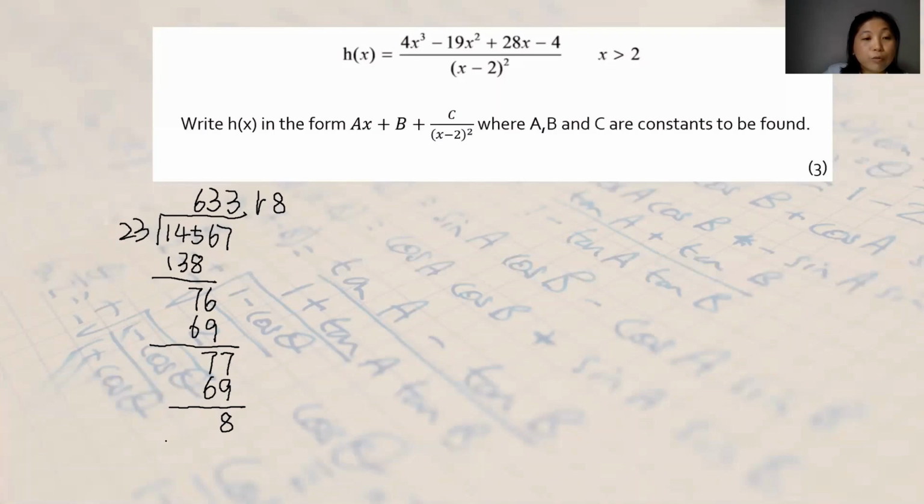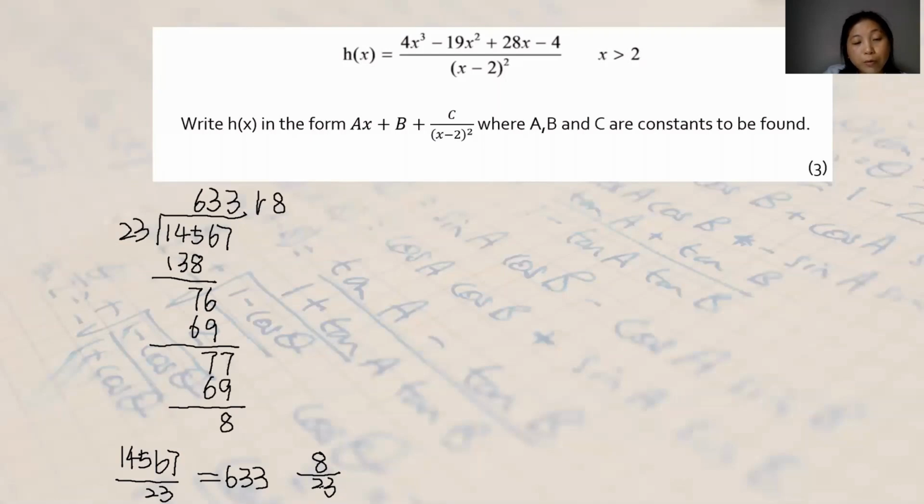So in order to write this fraction, which you have learned at primary school, you know this is called an improper fraction. To write it as a mixed number, we write 633 here and 8 over 23. We all know that 'and' means adding. So we can write this number as 633 plus 8 over 23. You can see we divide by 23 and the denominator is still 23 here.